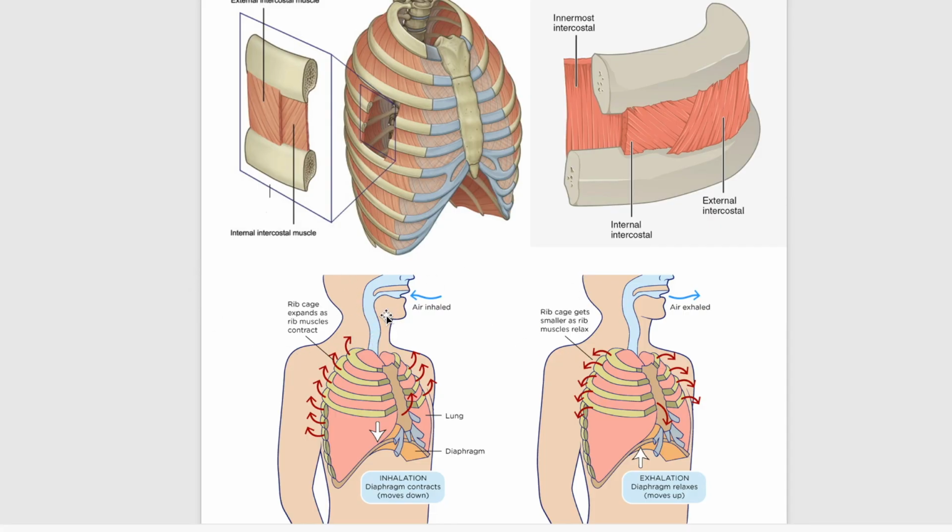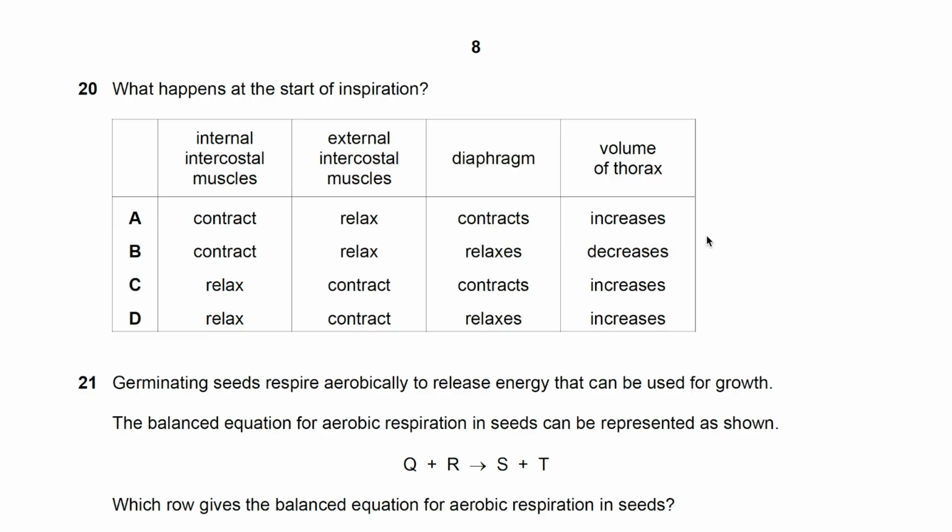Okay, here what will happen during inhalation? The thorax volume will increase because we will inflate our lungs. What will happen with the diaphragm? It contracts. During that, what happens with the muscles? The internal intercostal, sure, it will relax to give the space. At the same time, the external intercostal, what will happen with it? It will contract.